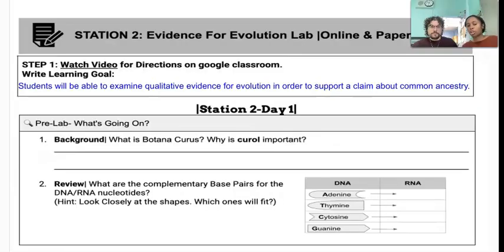And you're going to answer your pre-lab questions. You're going to answer question number 1, which is what is Botanicurus and why is Curel important? And then number 2, you're going to do a review, which is you are going to match the complementary base pairs between DNA and RNA. If you need to remember where we learned this, we did this in lesson 3.5.